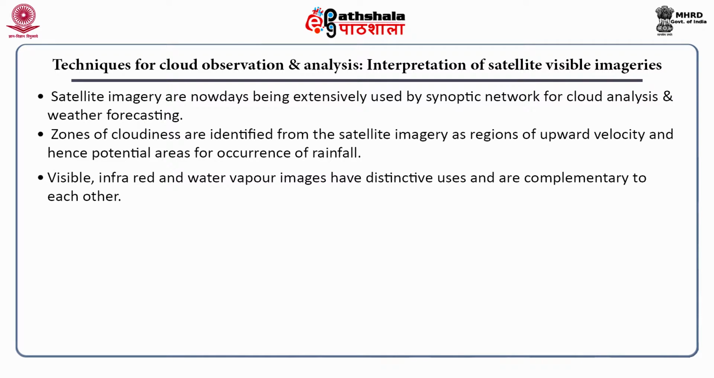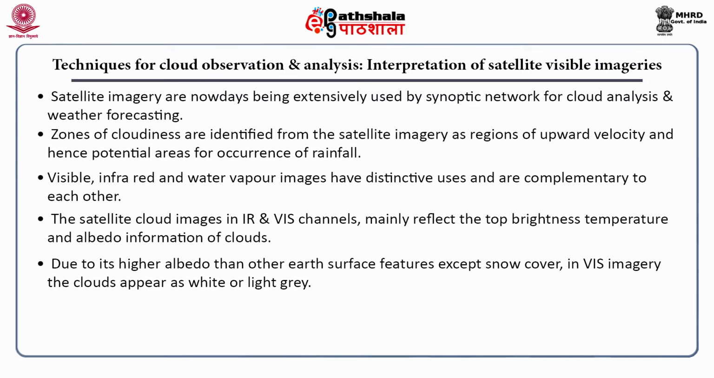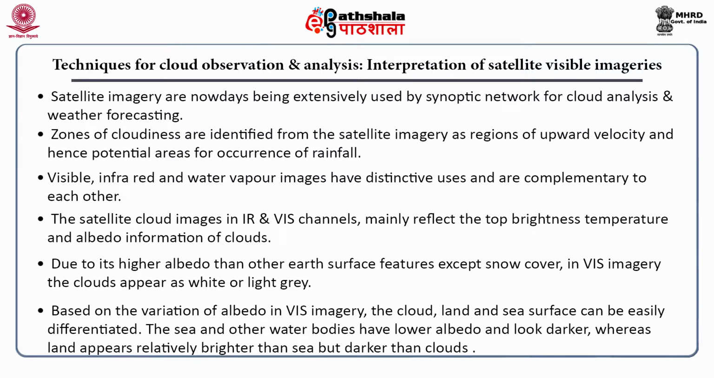Visible, infrared and water vapor images have distinctive uses and are complementary to each other. The satellite cloud images in IR and visible channels mainly reflect the top brightness temperature and albedo information of clouds. Due to its higher albedo than other Earth surface features except snow, in visible imagery the clouds appear as white or light grey. Based on the variation of albedo in visible imagery, the cloud, land and sea can be easily differentiated. The sea and other water bodies have lower albedo and look darker, whereas the land appears relatively brighter than sea, but darker than clouds.